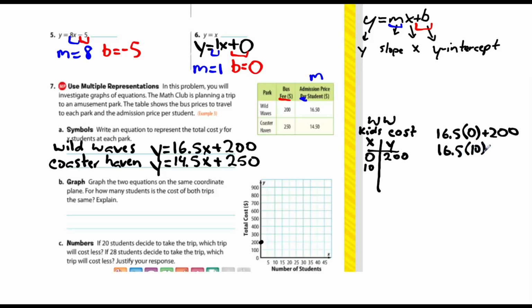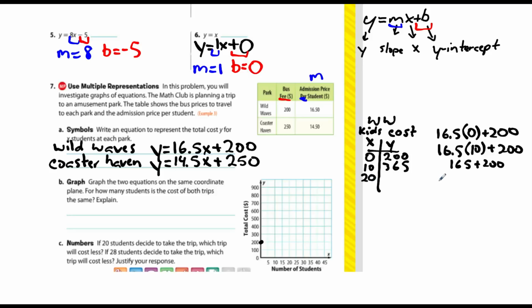So 16.50 times 10 plus 200. The reason why we do times 10 is anytime you multiply by 10, it just moves our decimal one place over. So 16.5 times 10 is just 165. Plus 200 is 365. Okay. And then we can keep going.